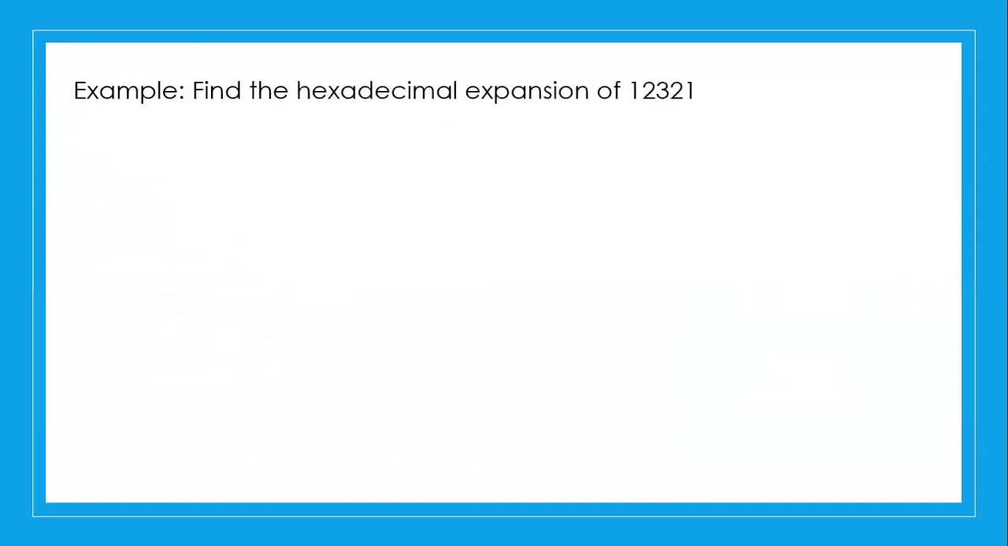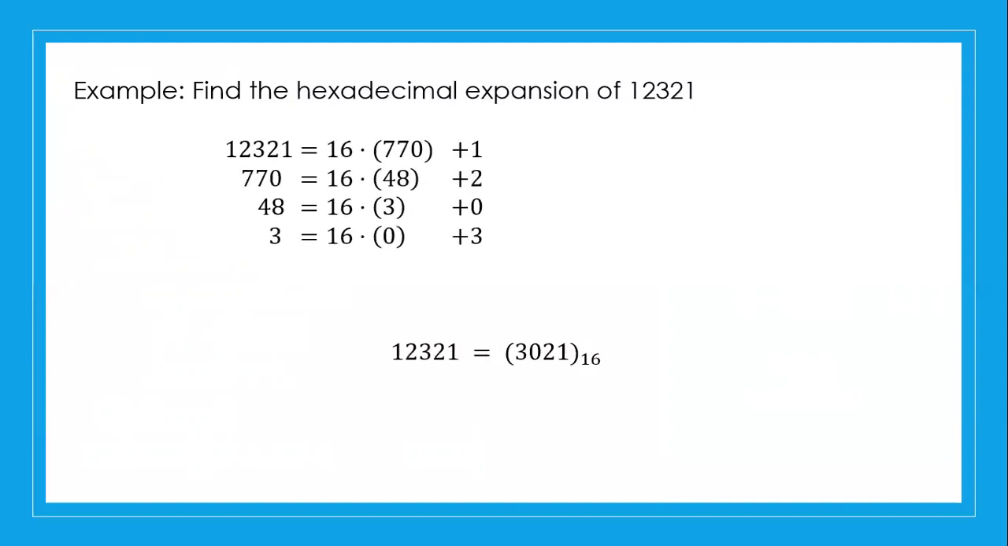What about the hexadecimal expansion of this number? Well, hexadecimal has base 16, so we divide by 16 repeatedly. This process is actually going to be really important to us. It's a very clever way to get these base expansions. So in hexadecimal, 12,321 can be written as 3021 in base 16.